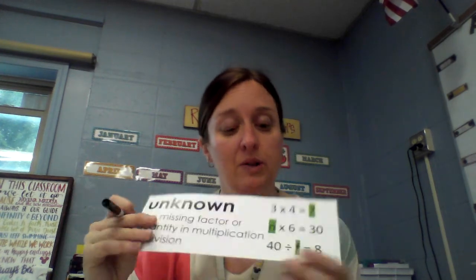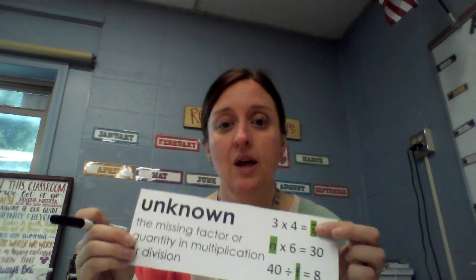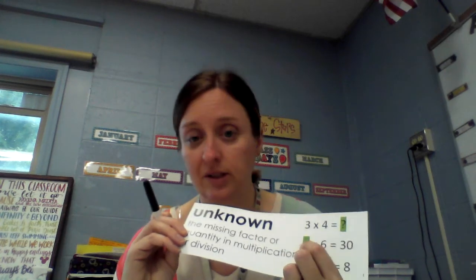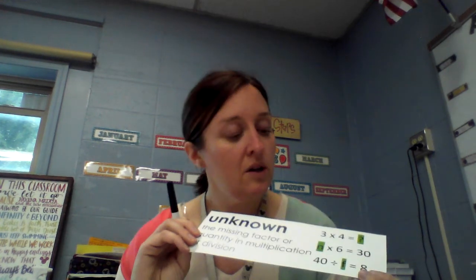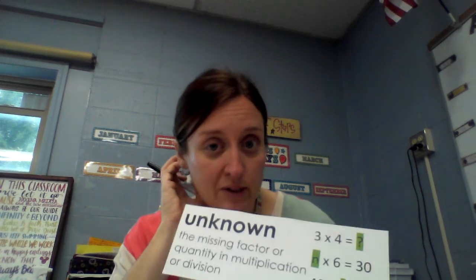Sometimes we don't know our multiplication answer. That's unknown. Sometimes it might be one of our factors, like the number of groups. Sometimes it might be the size of the groups. So yesterday we talked a lot about that. Today we are going to talk a little bit more about unknowns, but specifically in division. So we're going to start by looking at an array.